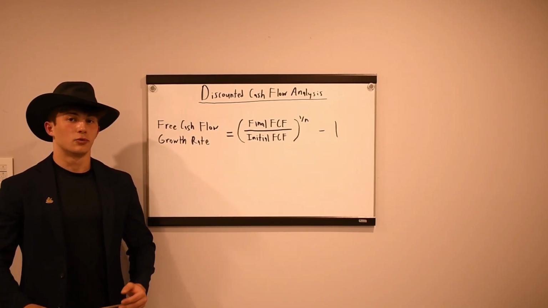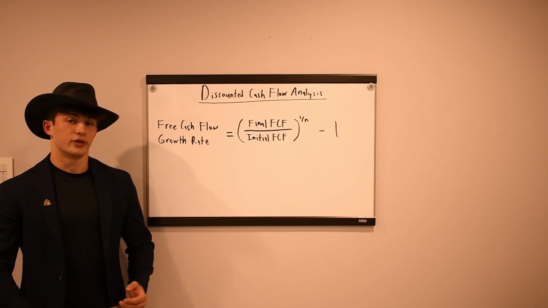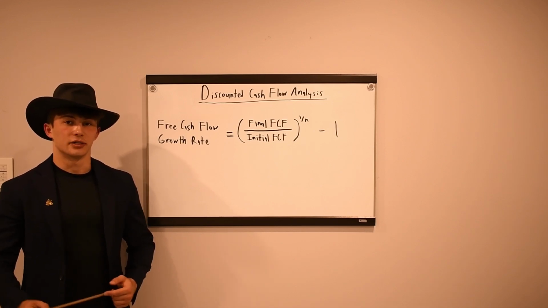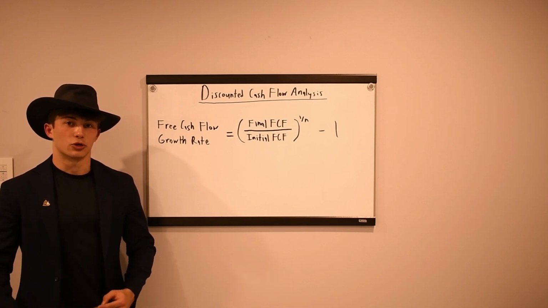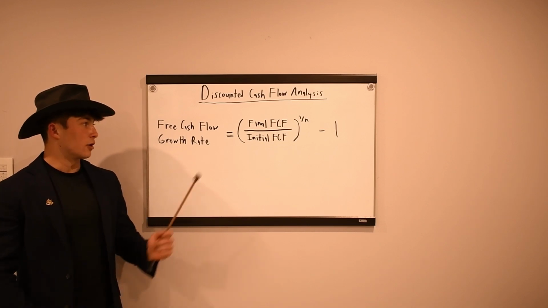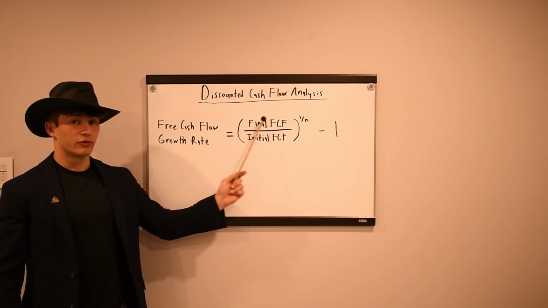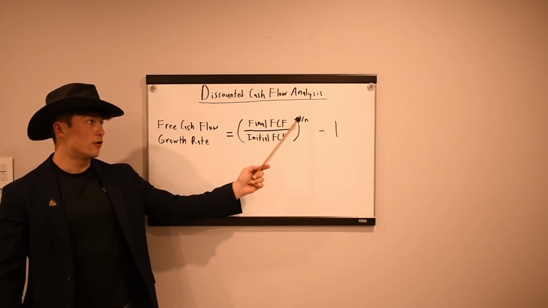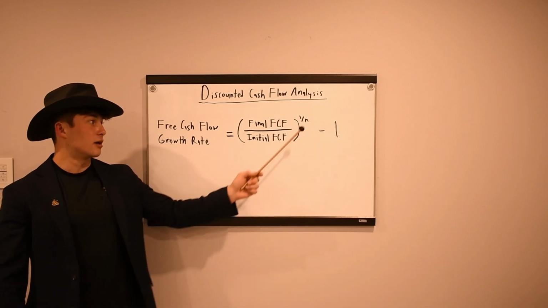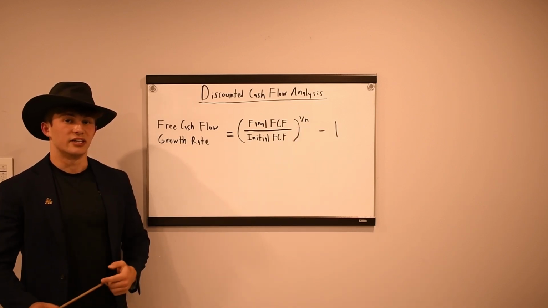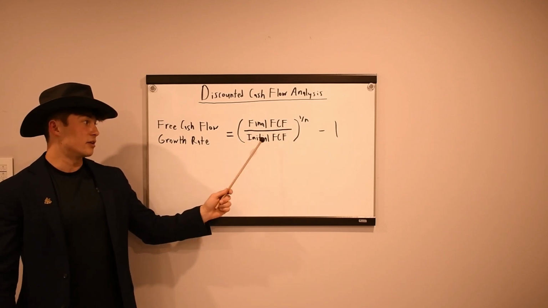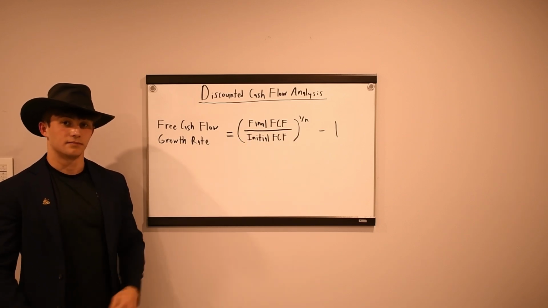Now, there are multiple ways that someone can calculate the free cash flow growth rate of a company. However, one common way people do it is using a compound annual growth rate based on previous cash flows. So this formula is the final free cash flow divided by the initial free cash flow to the power of 1 over n, minus 1. And the number n here is simply the difference in years between the final free cash flow you're looking at and the first free cash flow you're looking at.